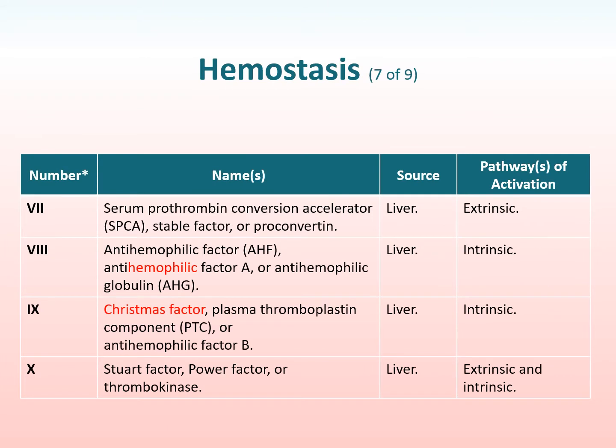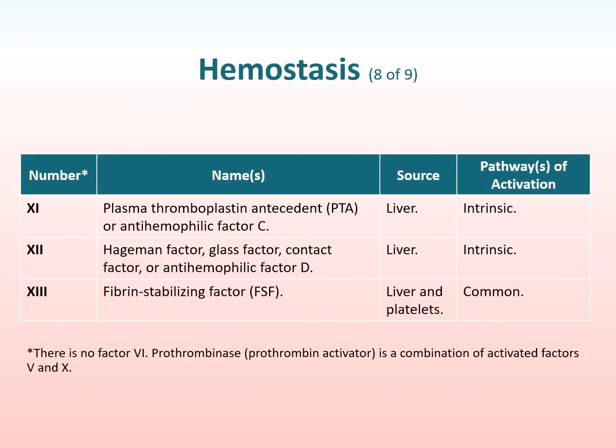You've got anti-hemophilic factor A. This one is missing in some people that have hemophilia, where they bleed easily. More common among boys. It's carried by the X chromosome. And this is Christmas factor. Very interesting name. And most of these are made by the liver. Very important.